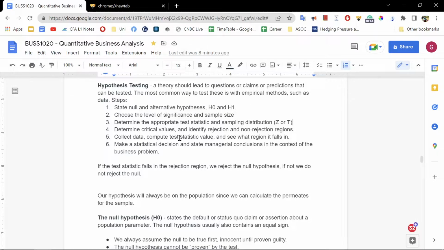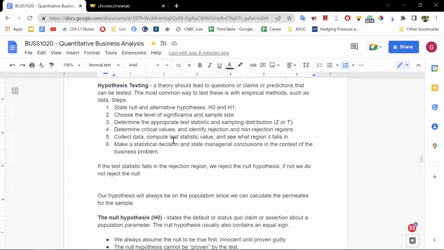Okay. Step 4 is we determine the critical values. The critical values are the values at which point we have to stop accepting the null hypothesis, and then identify rejection and non-rejection regions. Then we collect data, so perhaps we collect data from 50 or 100 cans of Red Bull, compute the test statistic, and see whether or not it falls within the acceptance or the rejection region. And then we make a statistical decision and state the managerial conclusions in the context of the business problem.